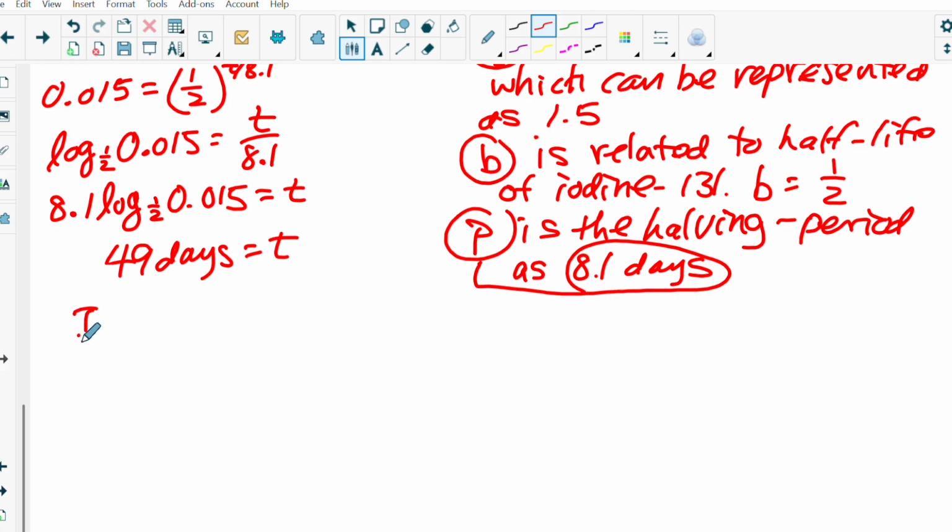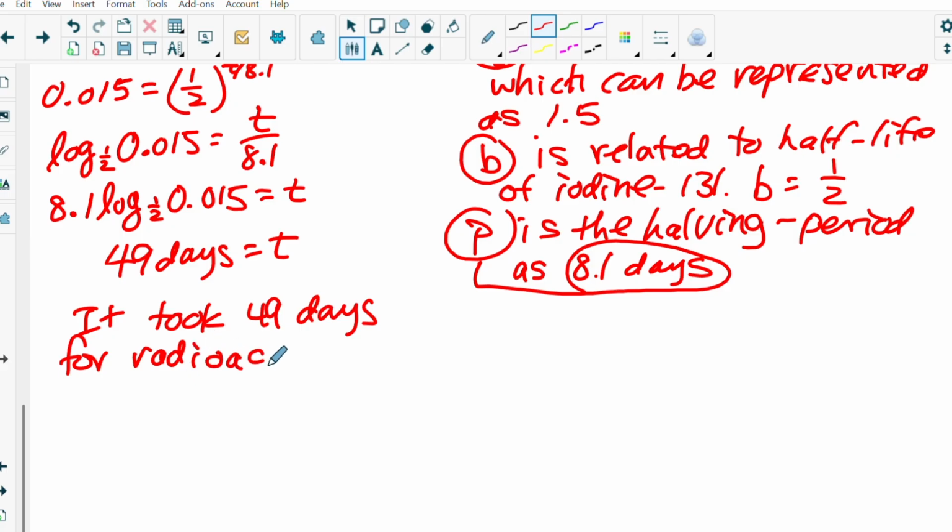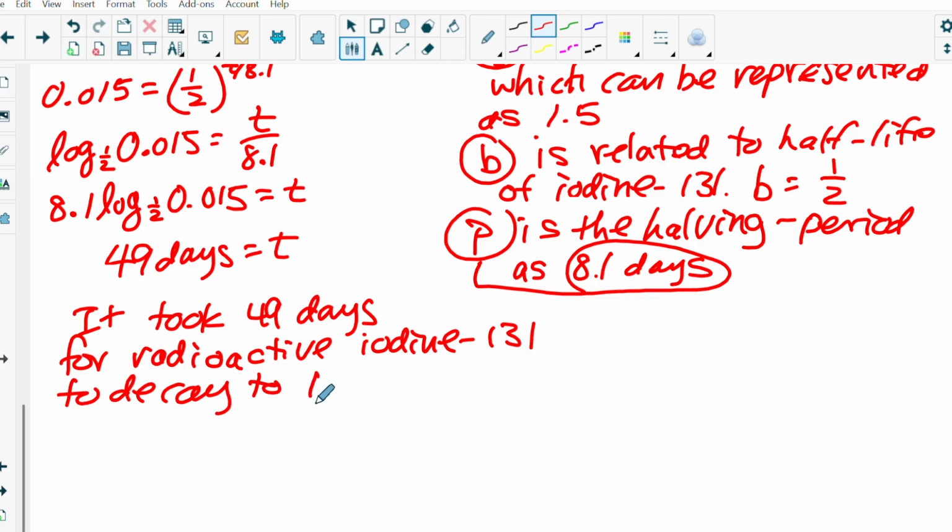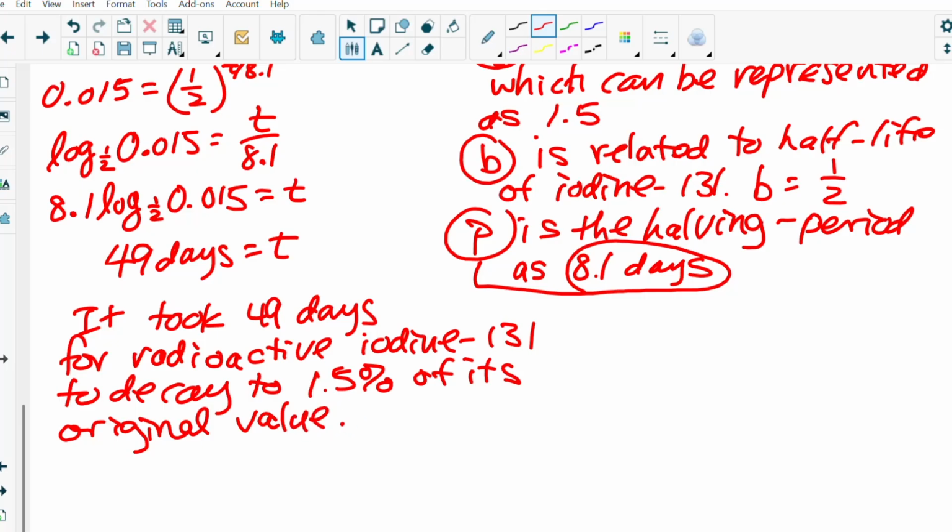Okay, let's just write a quick sentence. What does this mean? It took 49 days for radioactive iodine 131 to decay to 1.5% of its original starting value. Okay, that's number 9. All right.